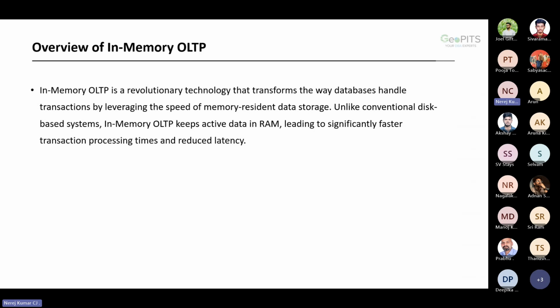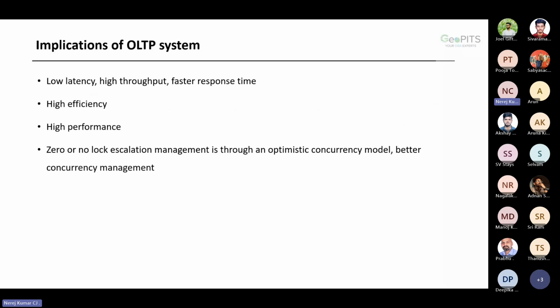And further, we go with the implications of OLTP systems. In this, we are going to see certain topics like low latency, high throughput, faster response time, high efficiency, high performance, and zero or no lock escalation management in MS SQL through an optimistic concurrency model, giving better concurrency management. In the first point, we will see low latency, high throughput and faster response time, and how it works in in-memory OLTP in MS SQL.